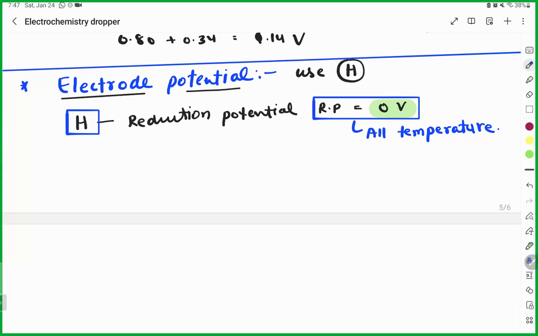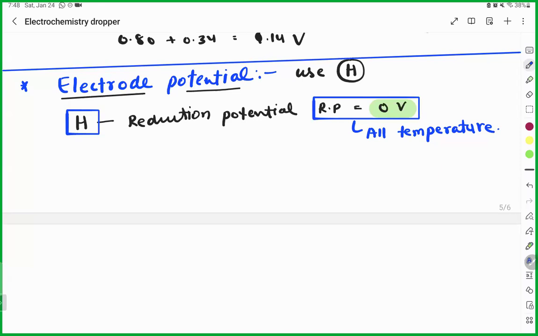You can compare copper with hydrogen because the copper value is positive and hydrogen is zero. Overall, it will be positive. But in NEET, they don't ask many questions. The only possible question is: what is the comparative element for electrode potential, hydrogen? What is the value? Zero. Is it zero at a specific temperature or all temperatures? All temperatures.